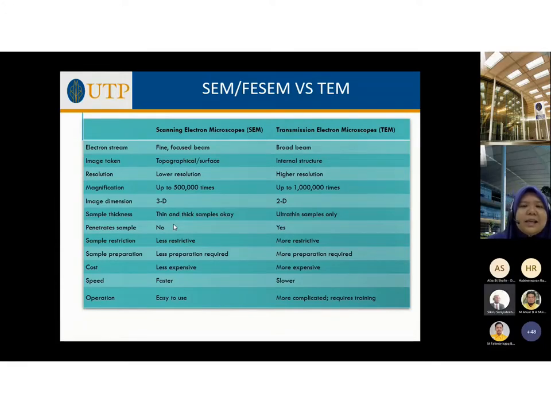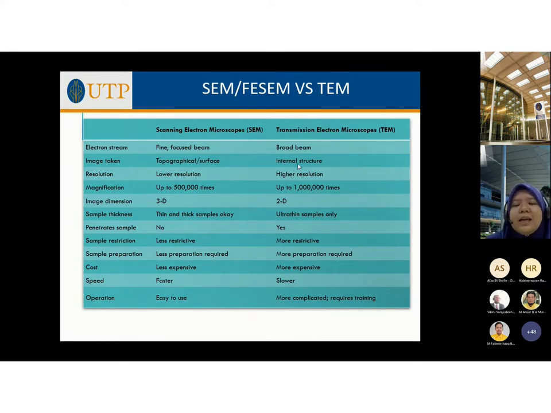We can actually see the table here, the comparison between SEM and TEM. Of course, the electron beam that we use for SEM is a very fine and focused beam, while for TEM, when we hit the sample, the beam is actually broad. So for the image of SEM, you will only see the surface. And for TEM, you will see the internal structure.